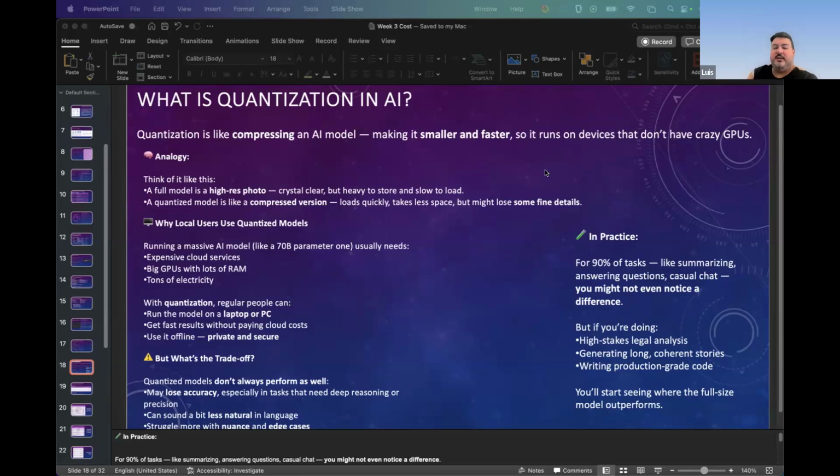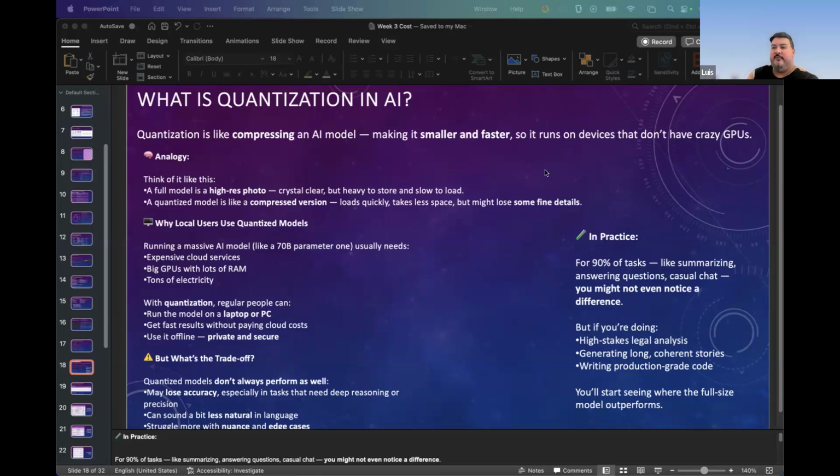So with quantization, running an 8B model, people can run this model on their local laptop PC, get faster results without paying cloud costs, and use it offline, so private and secure. So if you have an 8B model and you quantize it to a 4-bit version, this model can now only be 3 gigs of space. And let's say you have 16 gigs of RAM. You can now run this 4-bit version of your model really fast, and you can get a response between 20, 30 seconds versus paying for the full version and having that taking a lot of time.